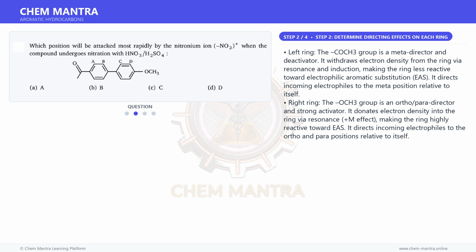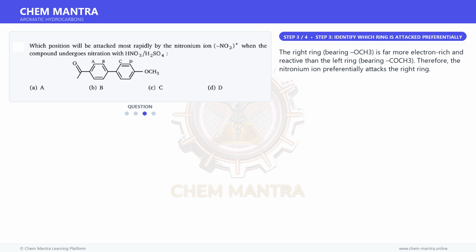Right ring, the OCH3 group is an ortho-para-director and strong activator. It donates electron density into the ring via resonance, the plus M effect, making the ring highly reactive toward EAS. It directs incoming electrophiles to the ortho and para positions relative to itself. Moving on to the next step.